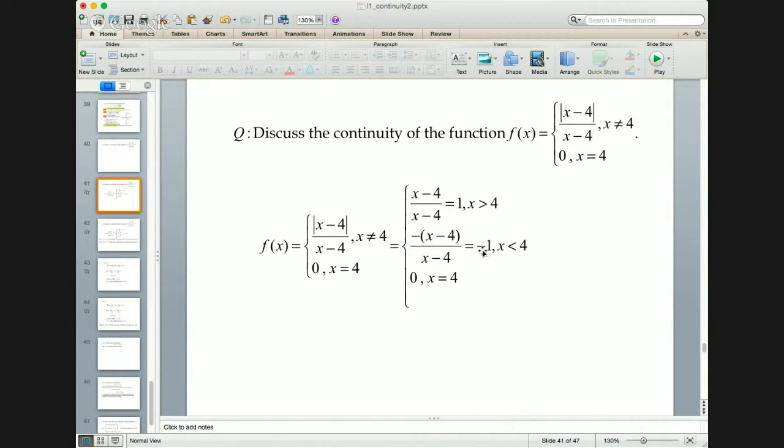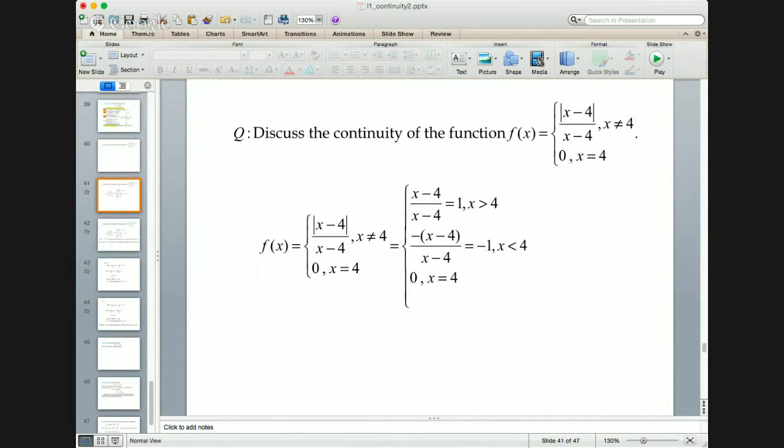In this case, therefore, your function becomes 1 when x is greater than 4, minus 1 when x is less than 4, and at 4, the function has been defined to be 0. So again, the behavior of the function over its entire domain needs to be discussed. Most of you would be in a position to comment and say whether this function is a continuous or a discontinuous function.